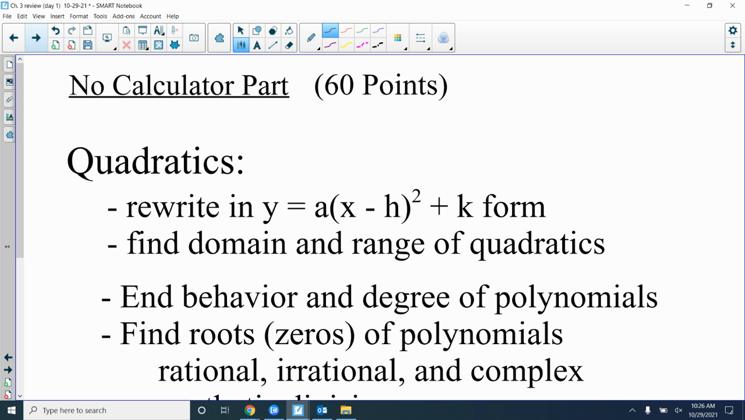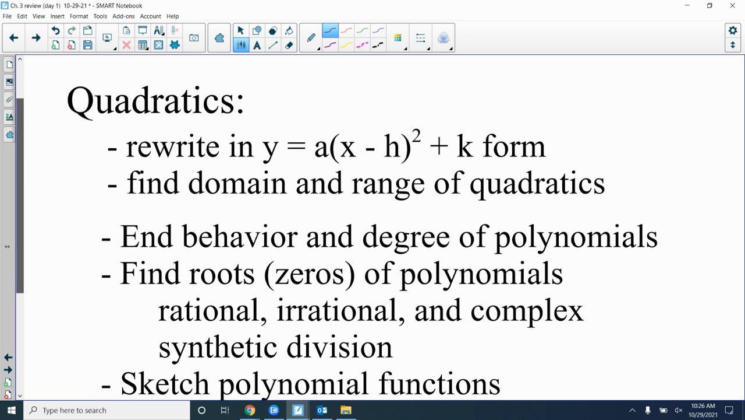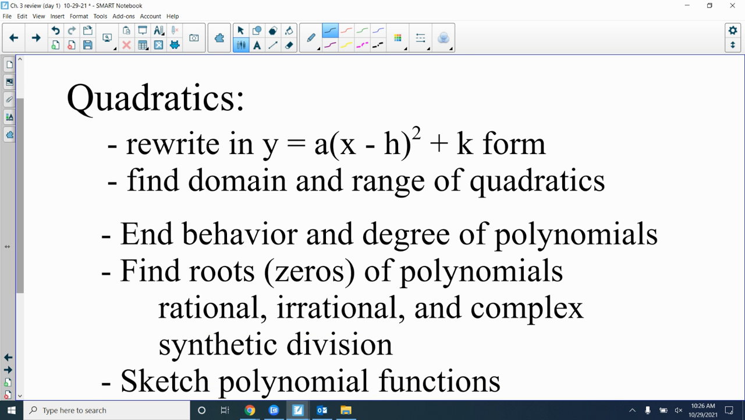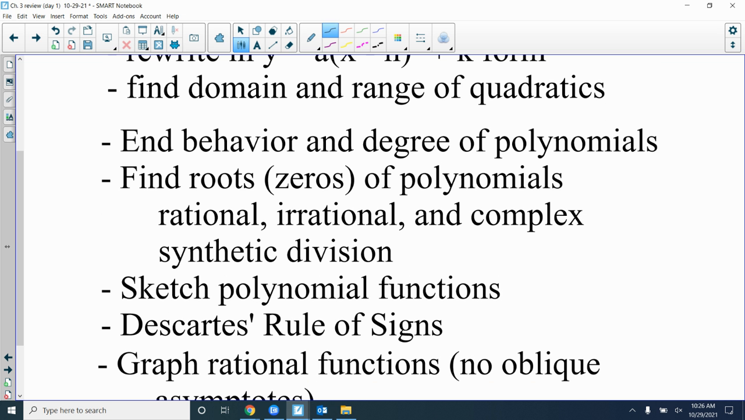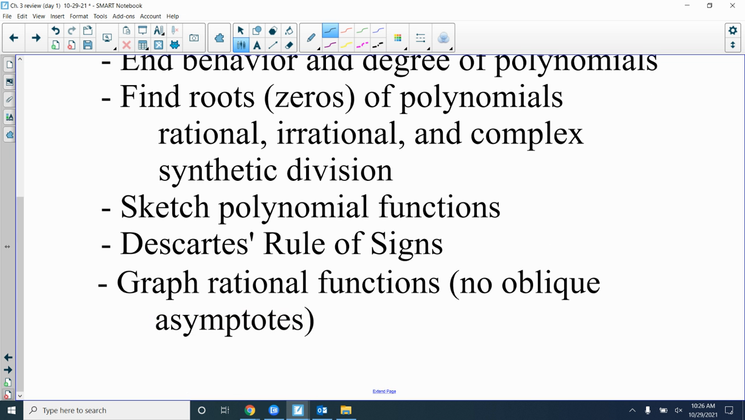So you got a no calculator part and a calculator part. No calculator part, that's where you get the standard form, domain and range of quadratics, end behavior and degree of polynomials, roots of polynomials, sketch polynomial functions, Descartes' rule of signs, and then graphing rational functions. I will not put oblique asymptotes on that, so you do not have to worry about that. And where it says solve polynomial rational inequalities, that will be the next section. So don't worry about that.